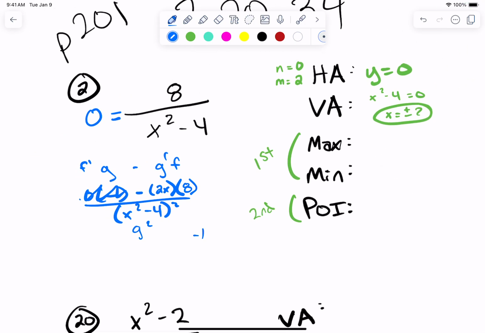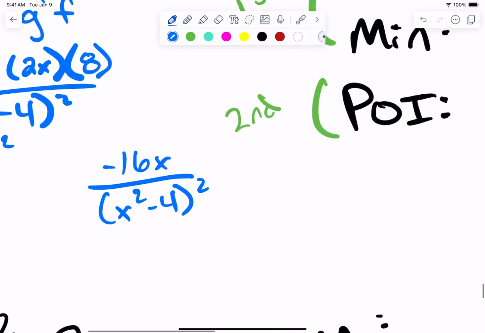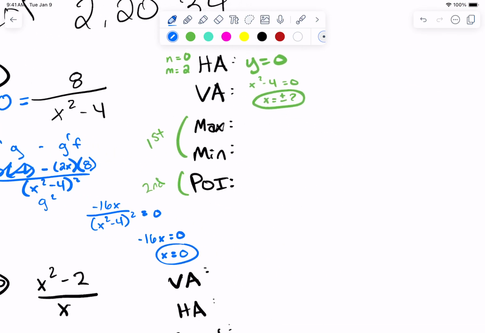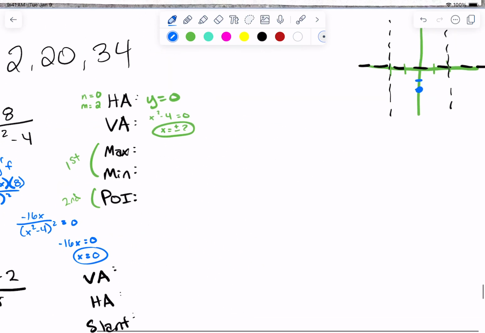Our first derivative is negative 16x all over that junk squared. Now what do we do with that? Set it equal to 0. Negative 16x equals 0. The bottom's going to go away, right? So negative 16x equals 0, then divide by 16, so x is 0. Cool. So we have that as a critical number.